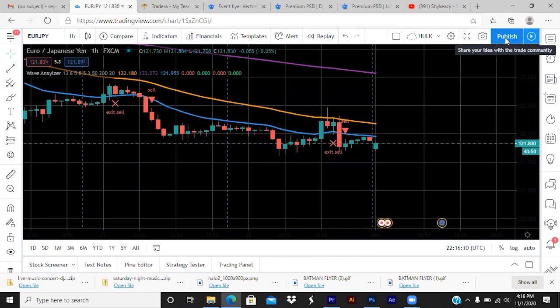So if you mark up a chart and you want to share it to the family, all you have to do is press publish, and you can simply share it to the family. So sharing this, if you're a master trader, you're saucy with it, you can share it to the family. So now let me check the comments.